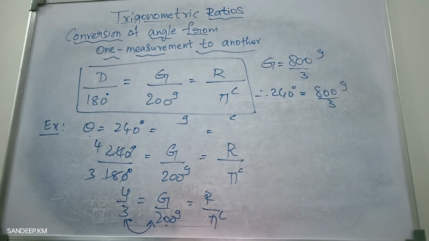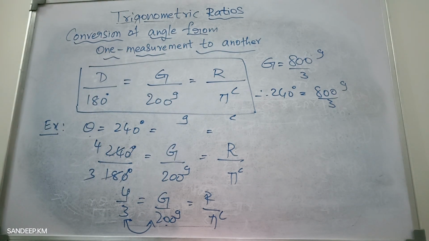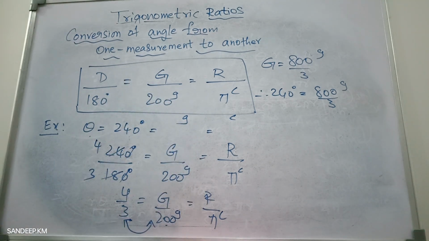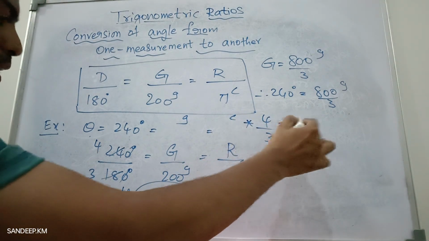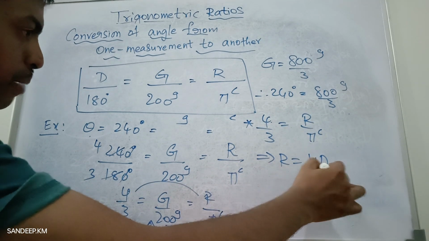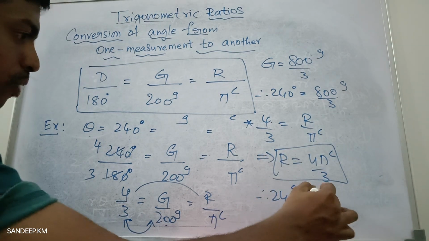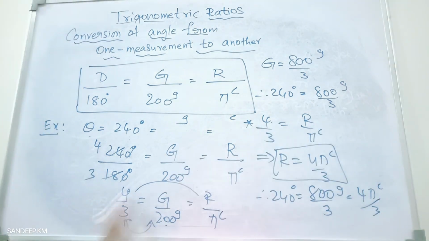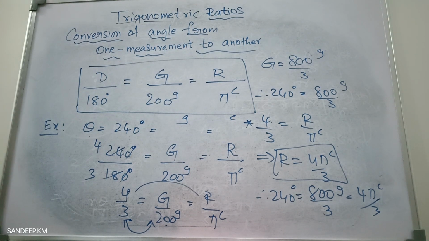800 by 3 grades. You can write it in decimal form also, or you can convert it into minutes and seconds also. Similarly, what is this particular 240 degrees in radians? Let me equate the first and last expressions. So 4 by 3 is equal to r divided by pi. Simply cross multiply, r is equal to 4 pi by 3 radians. So therefore 240 degrees, dear students, is equal to 800 by 3 grades, and it is equal to 4 pi by 3 radians. So this is how I can convert an angle in one particular measurement to another particular measurement.